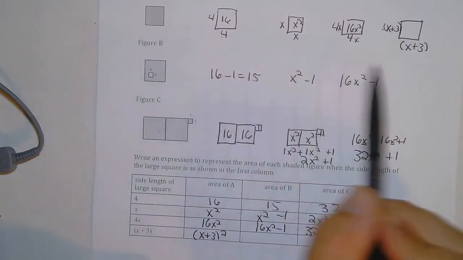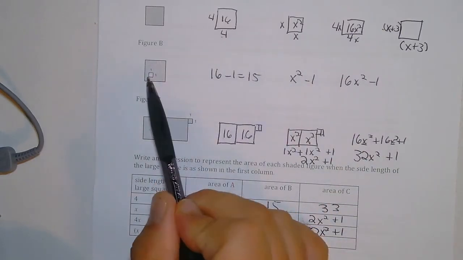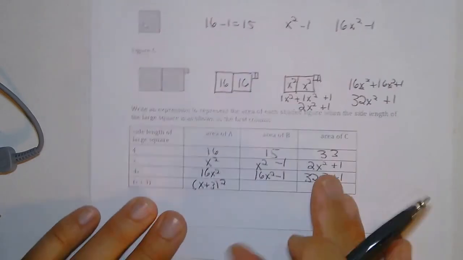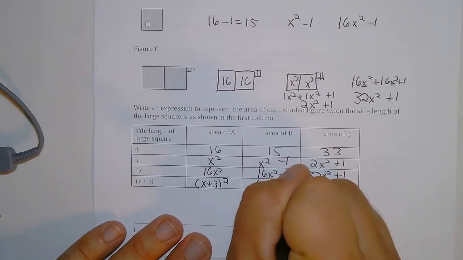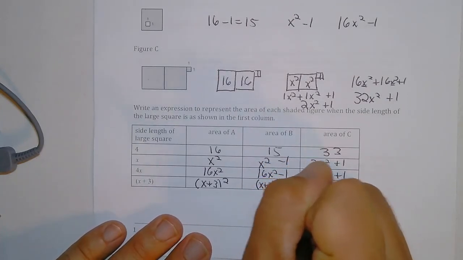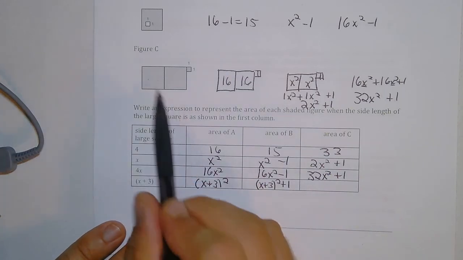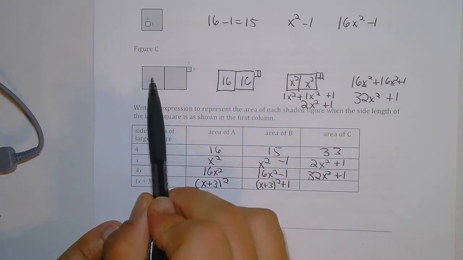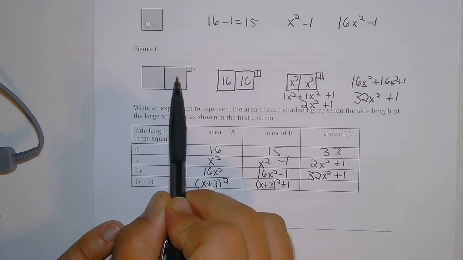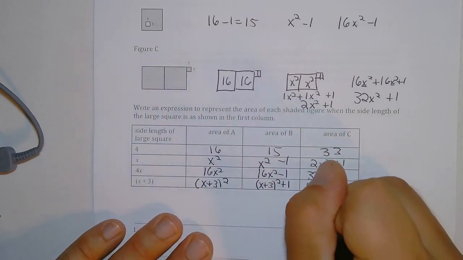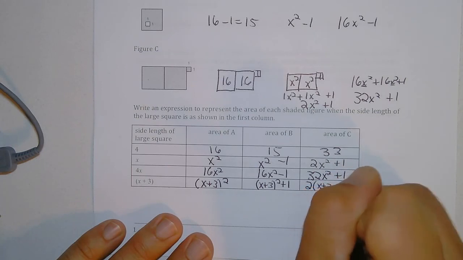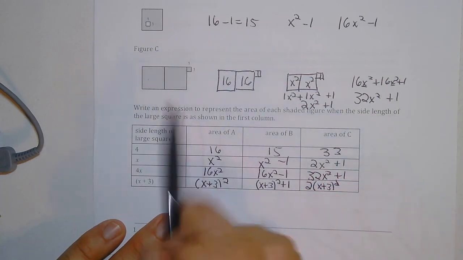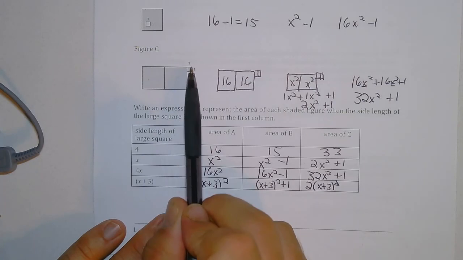So here, I would take my x plus 3 squared, but then I would subtract 1. So in parentheses, x plus 3 squared. And then plus 1. And then in this situation, I would have x plus 3 squared plus another x plus 3 squared, or I would have two of those, so I can put 2 parentheses x plus 3 squared, and then I add on just the 1.